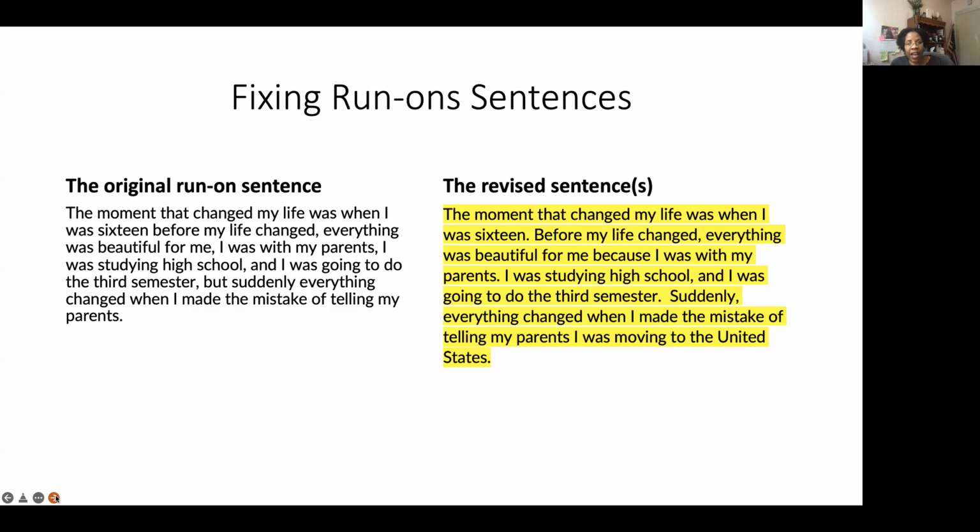Now, we have revised this sentence. We revised for clarity, right? We completed thoughts, and we also revised for related thoughts, right? And we also revised, right, for complete sentences. All right, guys, this is how you fix run-ons.